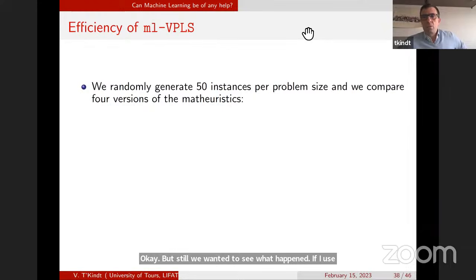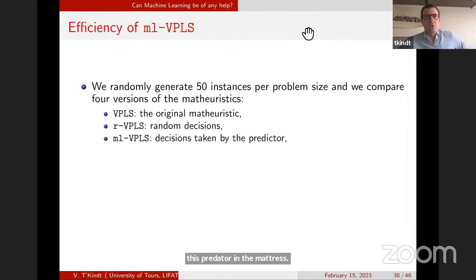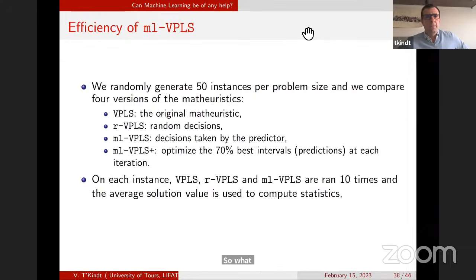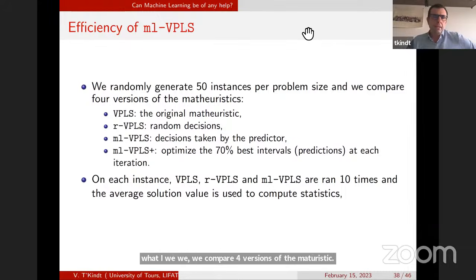So we compared 4 versions of the Matheuristic. There is the original one, and there are the 2 last ones. The MLVLPS is exactly the same as the original one, so you generate at random a value of R, you call the predictor for H equal 12, and you follow the predictor. If the predictor says re-optimize, you re-optimize. If the predictor says you don't re-optimize, you generate another R value, okay?